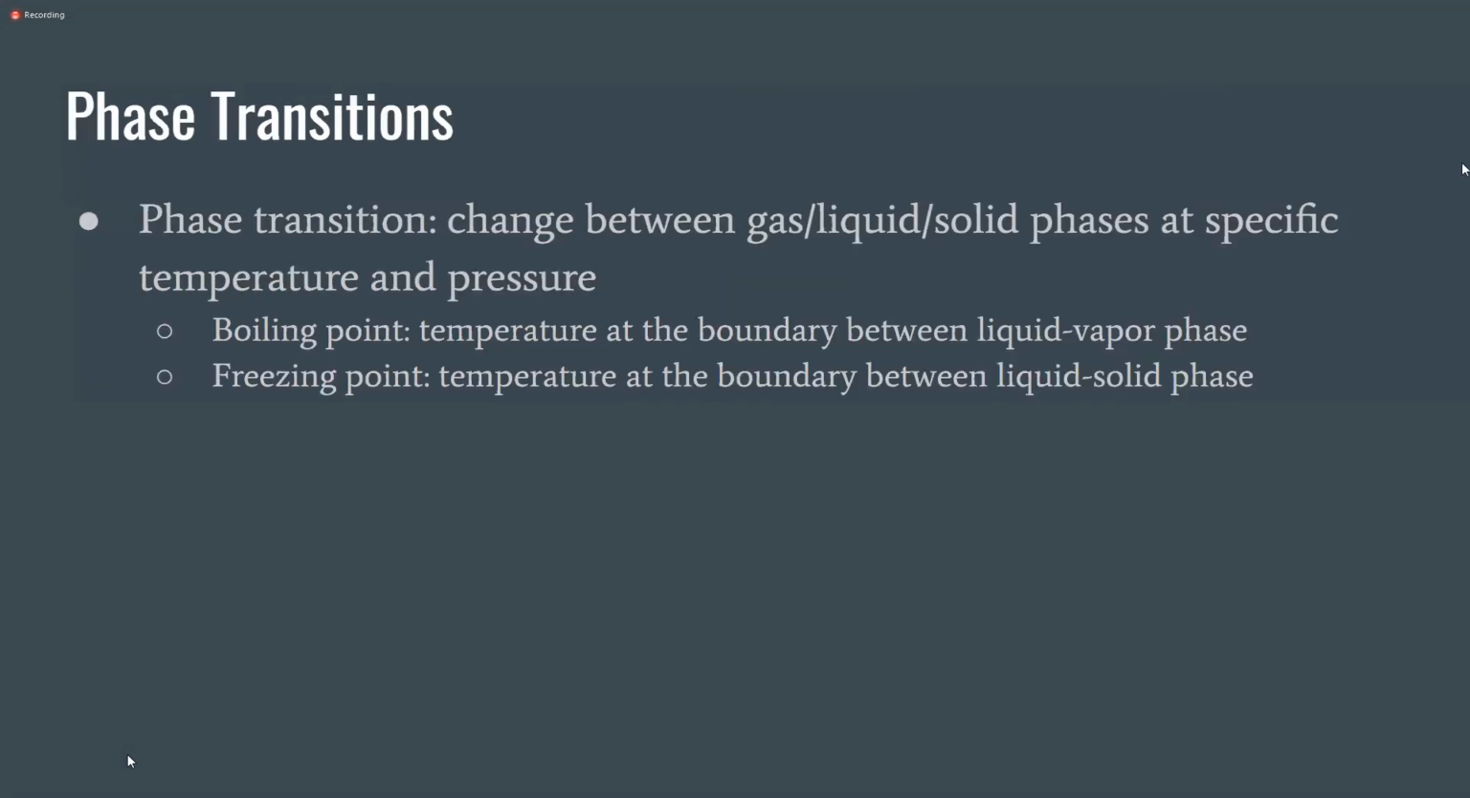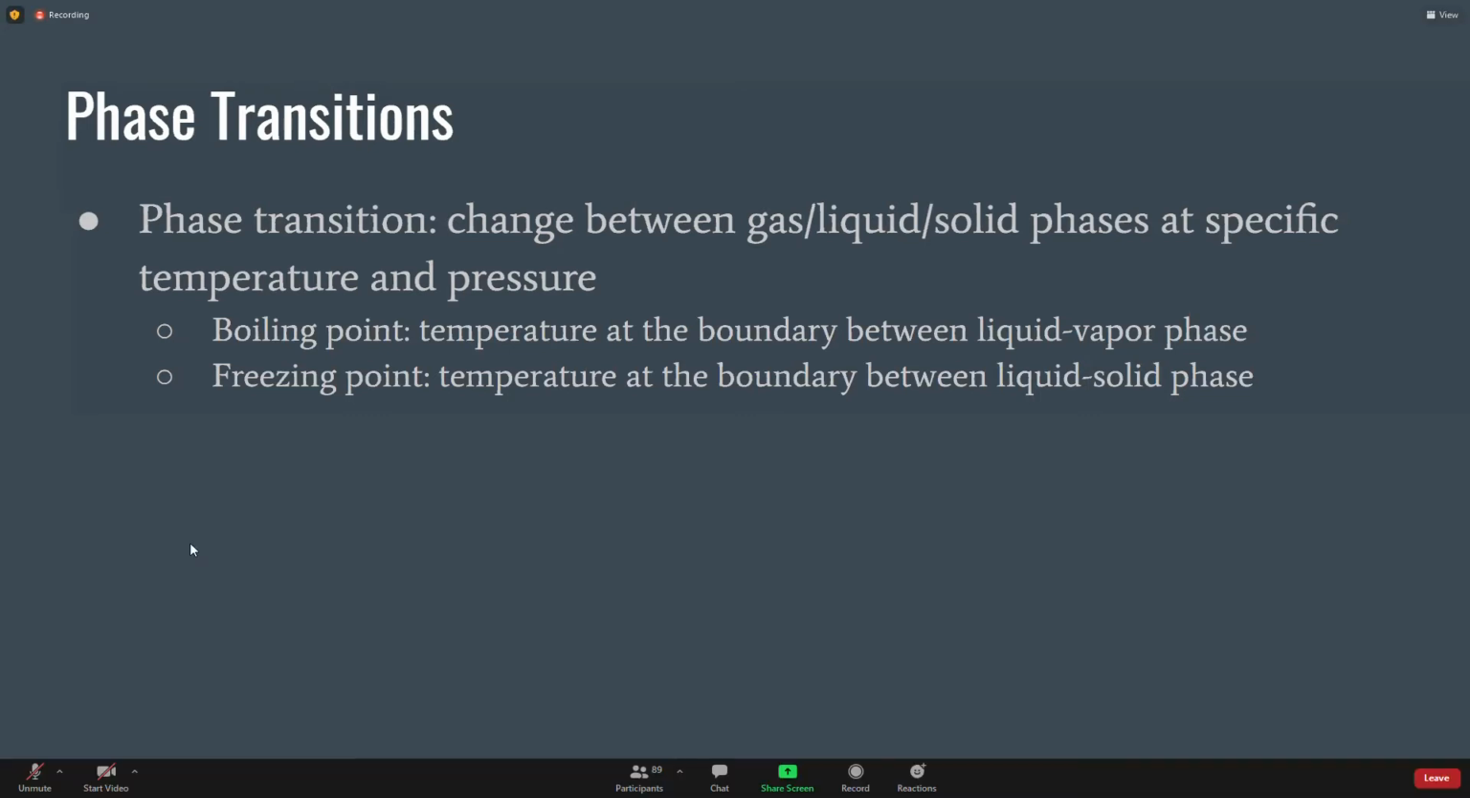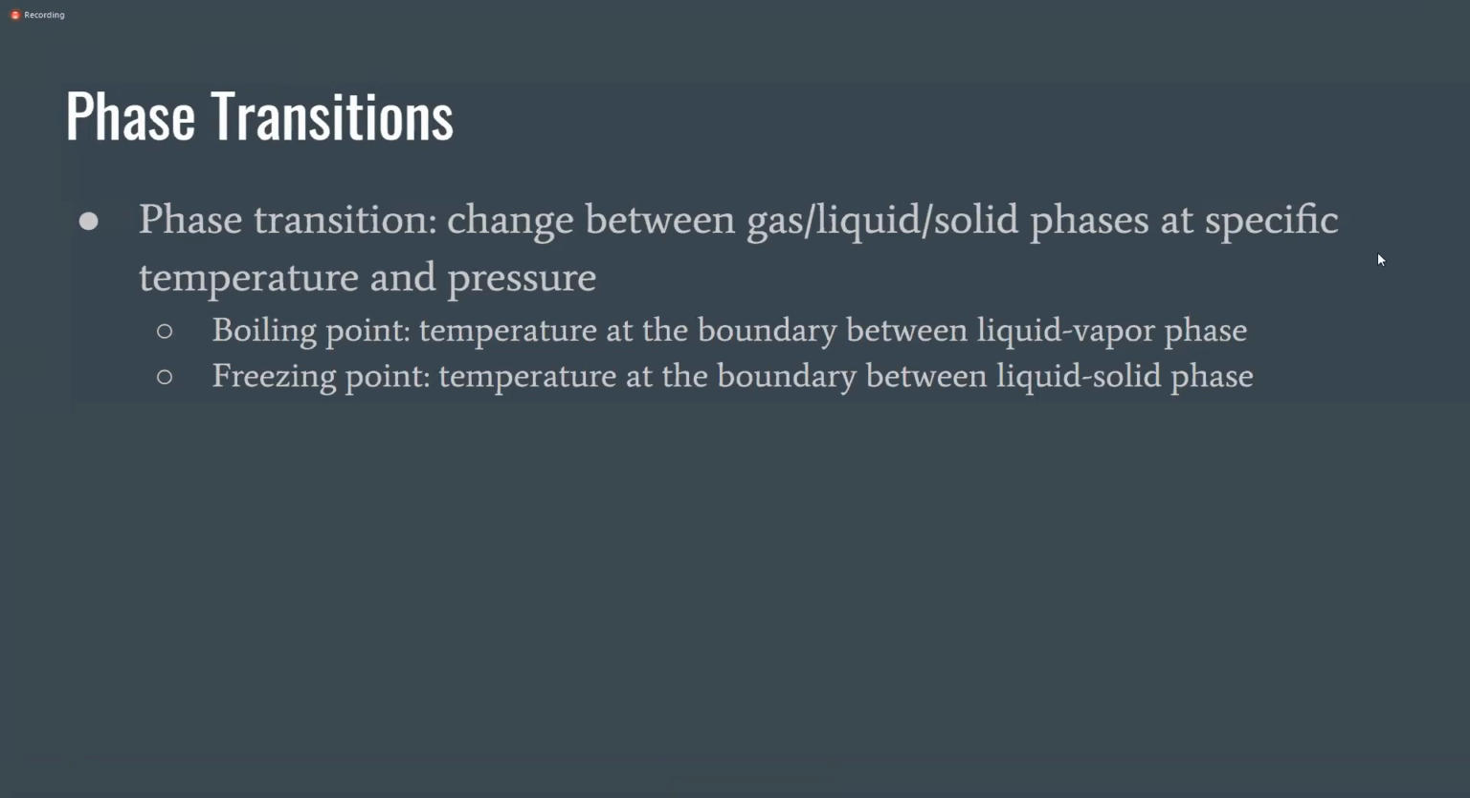Phase transitions. Okay, so a phase transition is just the change between gas, liquid, or solid phases at a specific temperature and pressure. And the boiling point is when we have a transition between the liquid and gas phases. And the freezing point is the point where we transition between the liquid and solid phases, which will be the same as the melting point. And then we have a graph of phase transitions.